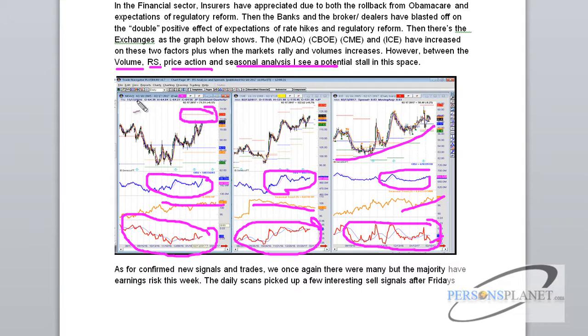We're near resistance. This is NASDAQ, NDAQ. This is the Chicago Mercantile Exchange, and this was, again, the Intercontinental Exchange, ICE.